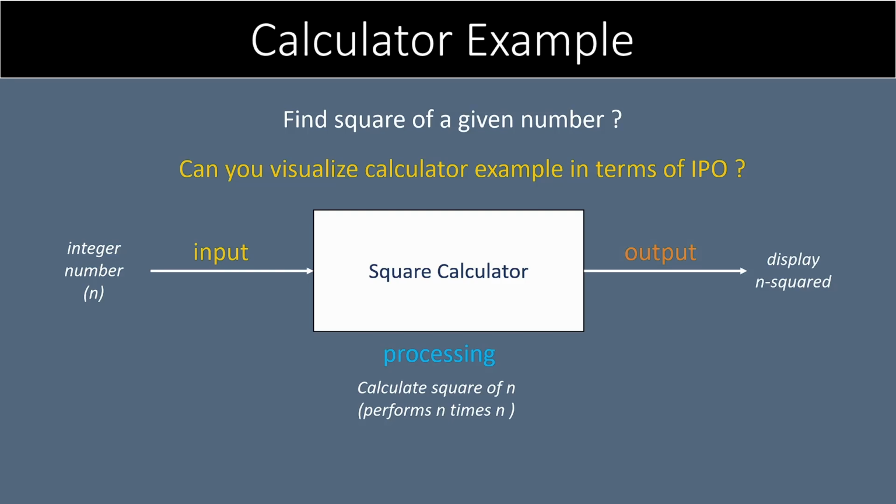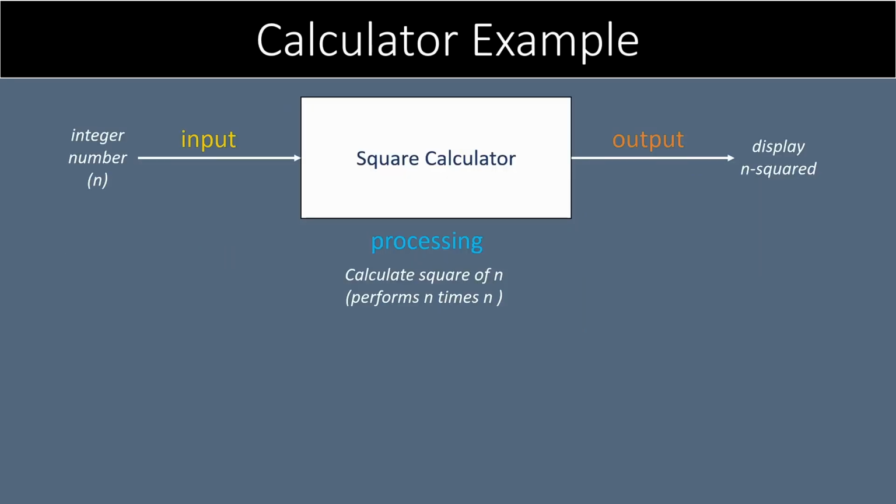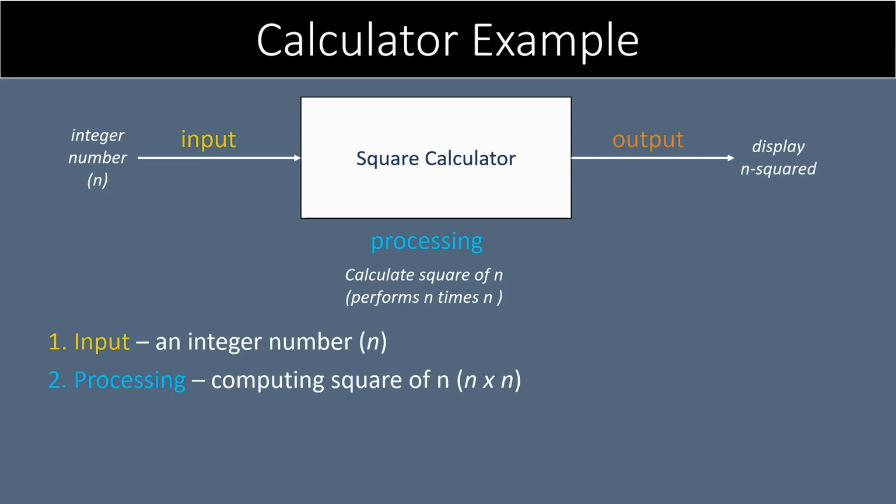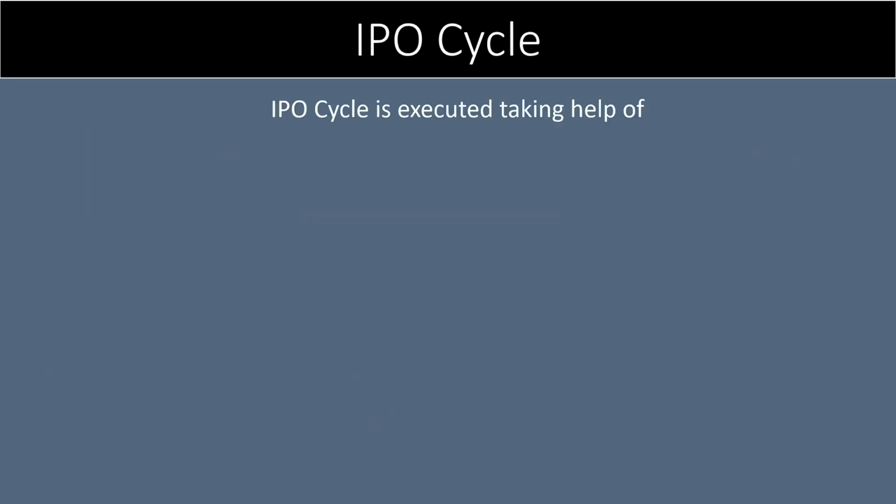So to summarize, here the input is an integer number, say n. Processing is computing the square of n, that is performing n times n. Output is displaying the answer that was calculated during the processing phase, that is displaying n squared. The IPO cycle is executed by a computer taking help of both hardware and software components of a computer.